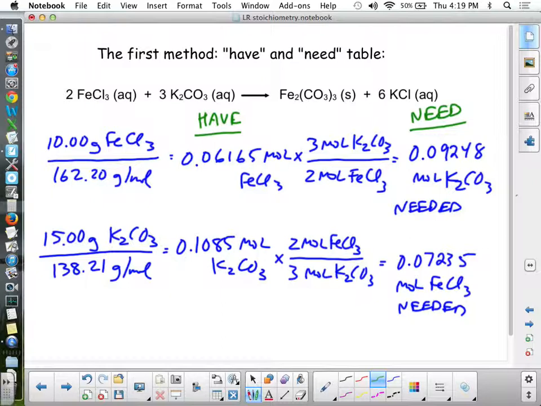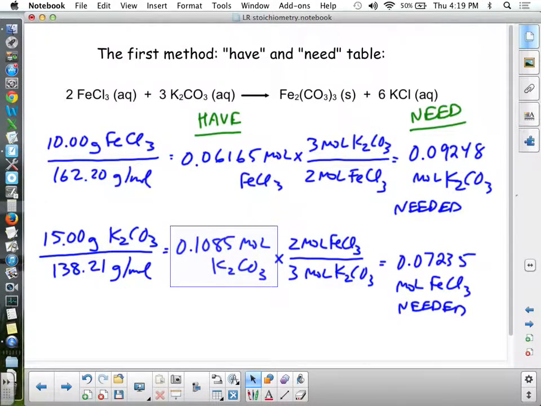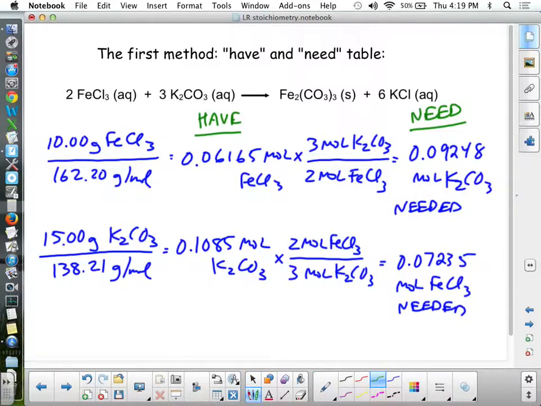And now I compare what I have to what I need. I would need 0.09248 moles of potassium carbonate to use up all of the iron 3 chloride. I have more. I have 0.1085 moles of potassium carbonate. So that tells me that potassium carbonate is present in excess.